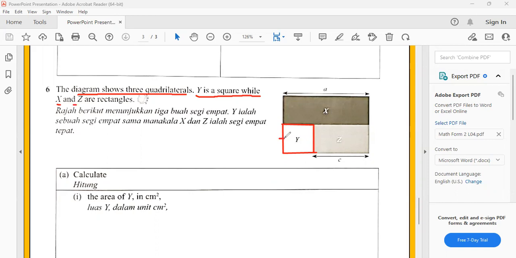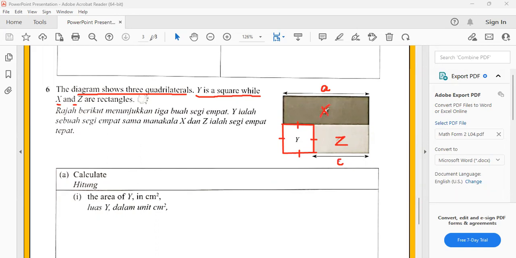Girls, I hope you know that if Y is a square, it means all the sides are the same. This is X. This is Z. Z has a length of C. X has a length of A. That's all. So that's the only information that has been given so far.